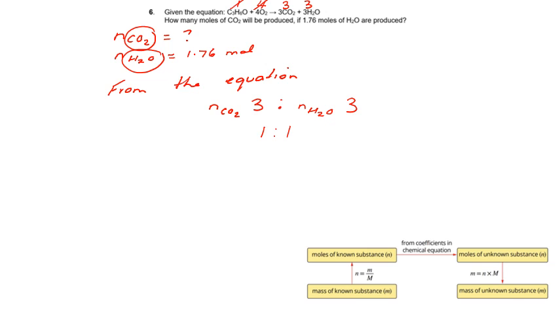Well, that's awesome, except, going back to my question, I didn't actually start with 1 mole of H2O. I started with 1.76 moles of H2O. What this means for me, if I'm comparing my ratios, the 1:1 ratio, is that for every 1 mole of carbon dioxide, I will have 1 mole of water produced. But because I started off with 1.76 moles of water, it means I should have 1.76 moles of carbon dioxide. So therefore, number of moles of CO2 equals 1.76 moles. That's my answer.